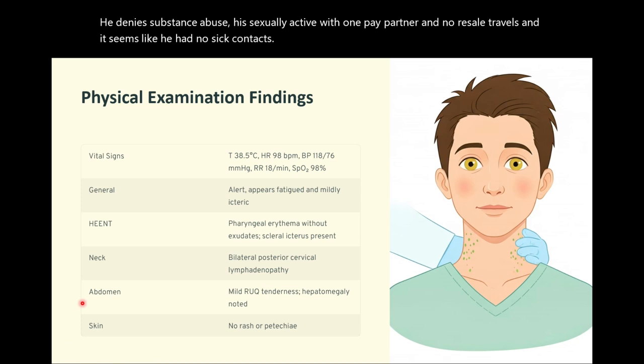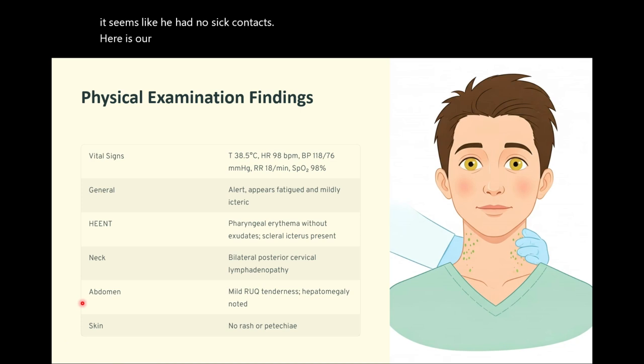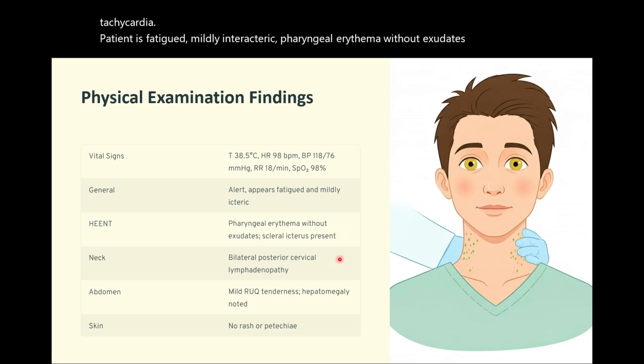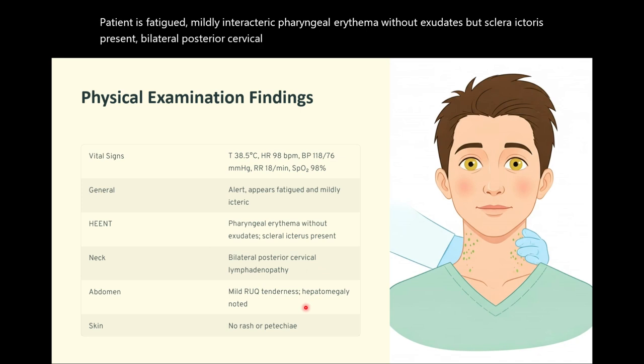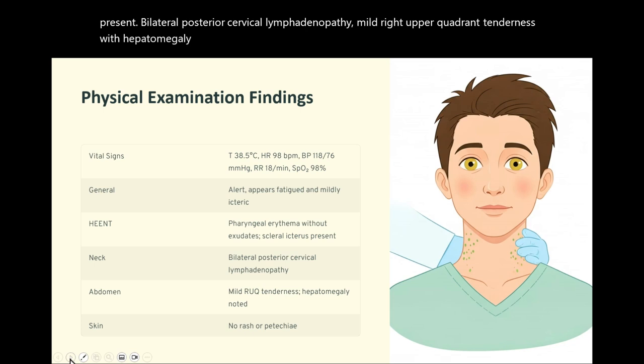Here is our patient. What are my positive pertinents? Well, we do have a little bit of tachycardia. The patient is fatigued, mildly icteric, with pharyngeal erythema without exudates but scleral icterus present, bilateral posterior cervical lymphadenopathy, mild right upper quadrant tenderness with hepatomegaly, and no rash or petechiae.